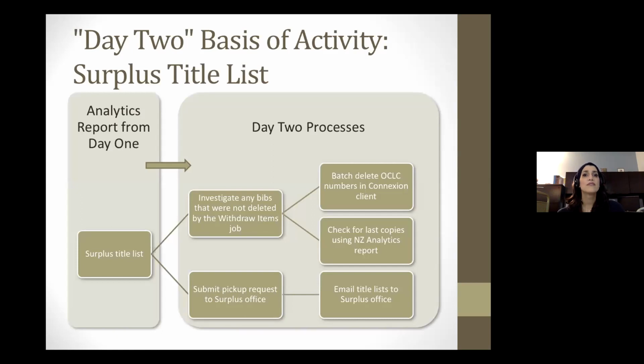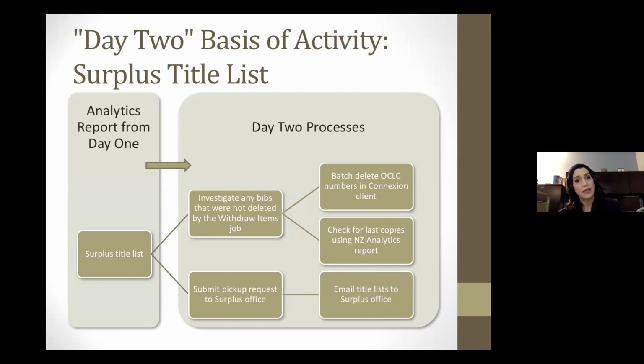The basis of day 2 activities is going to be the surplus title list. The first day was the barcode file that was scanned. Day 2, we're looking at the surplus title list. This surplus title list also branches off into 2 paths. The one path, it serves as the list that's provided to the asset management office.